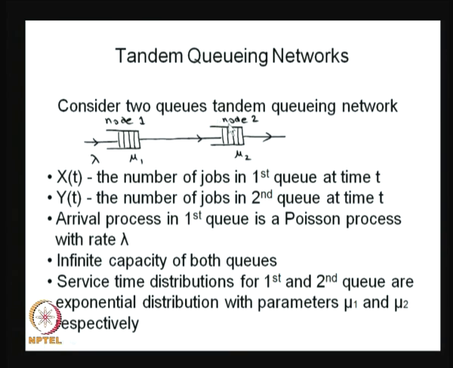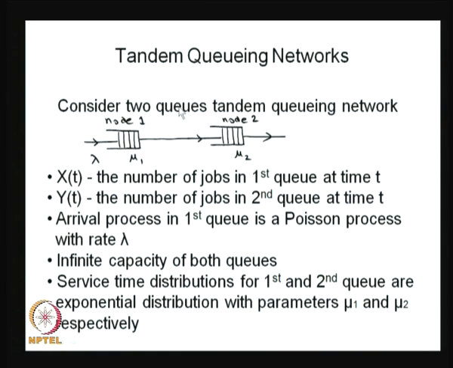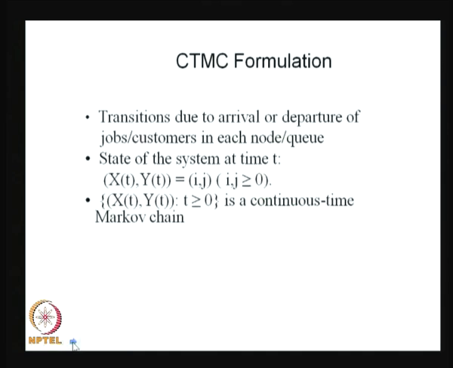the underlying stochastic process X(t), Y(t) is going to be a continuous time Markov chain. So, now I am going to formulate the CTMC from the two-queue tandem queuing network. Based on the transitions due to arrival or departure of jobs in each queue, I can make a state of the system (X(t), Y(t)), and that is going to be a continuous time Markov chain.